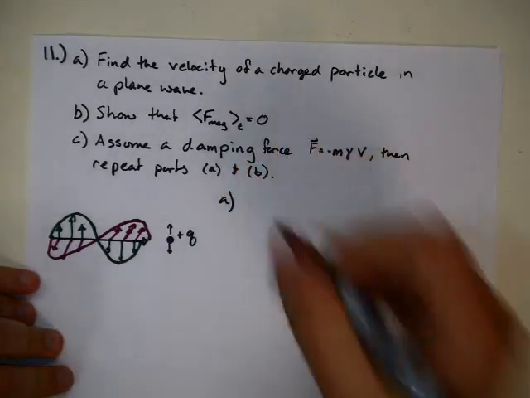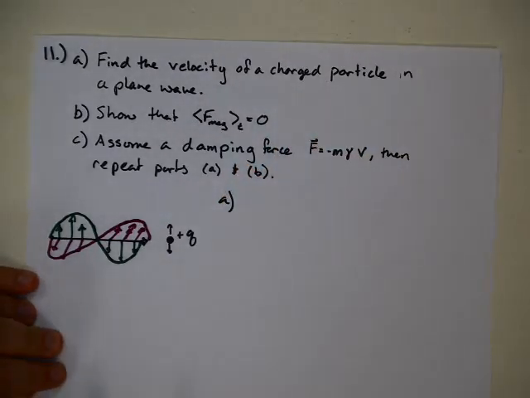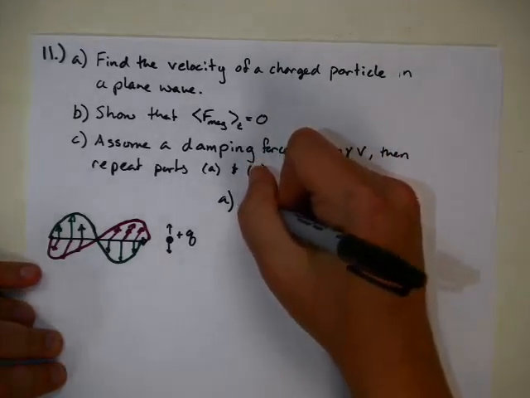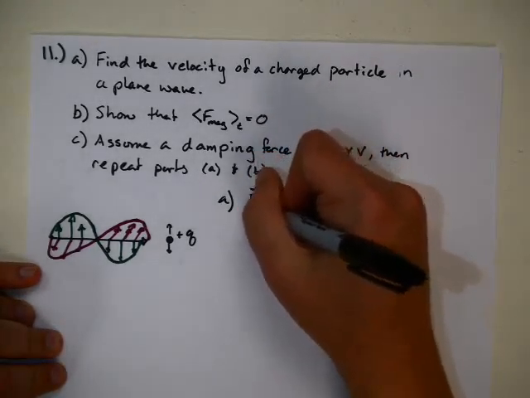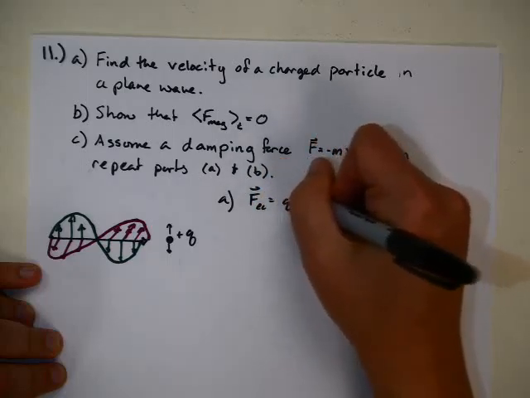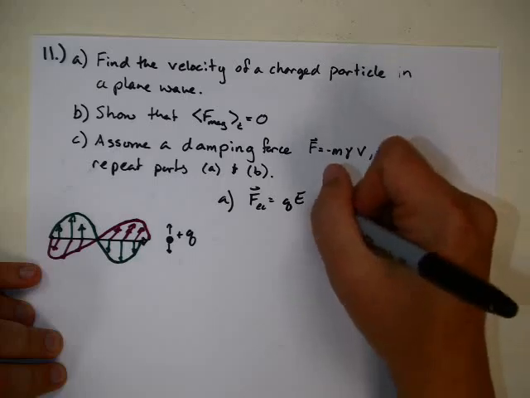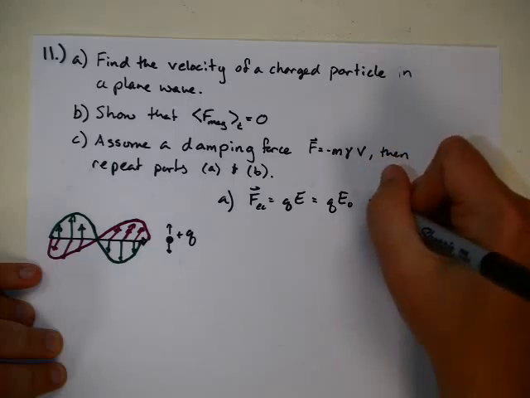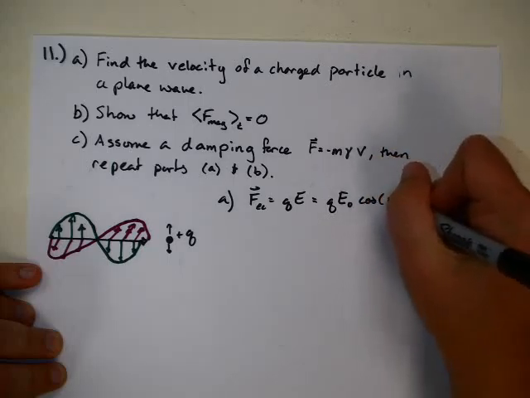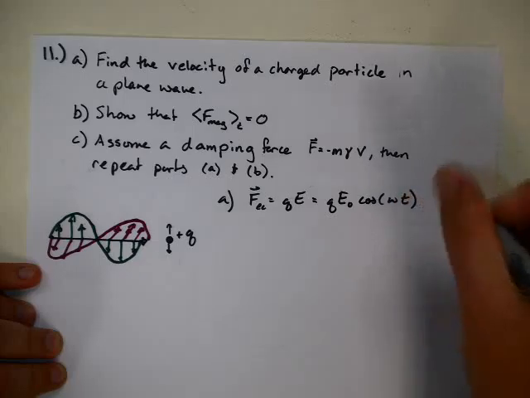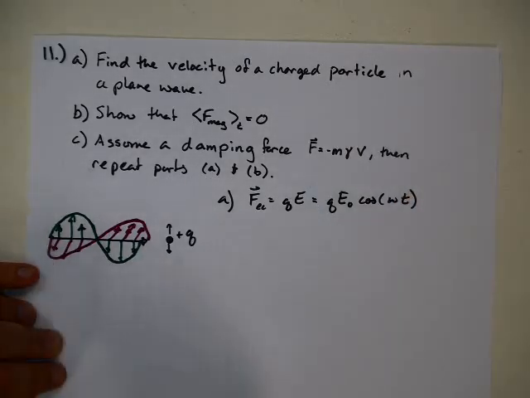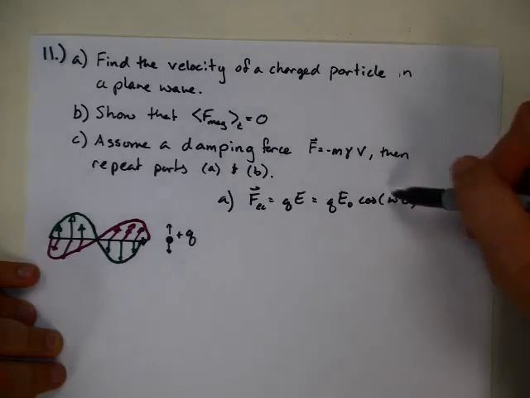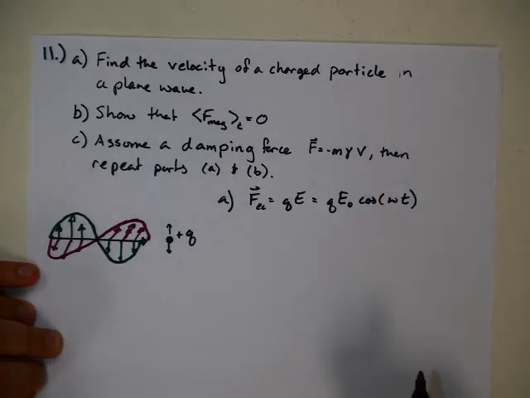Anyways, let's get started. For part A, find the velocity of this particle as a function of time. And so what we're going to do is find the force. Force electric is equal to QE, but E is equal to E naught times cosine of omega t. We're going to say this particle is at x equals 0, at the origin. That way we don't have to worry about the spatial component there, because anything dot 0 is 0.